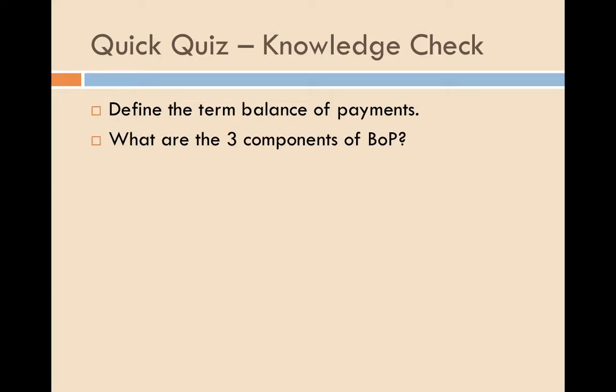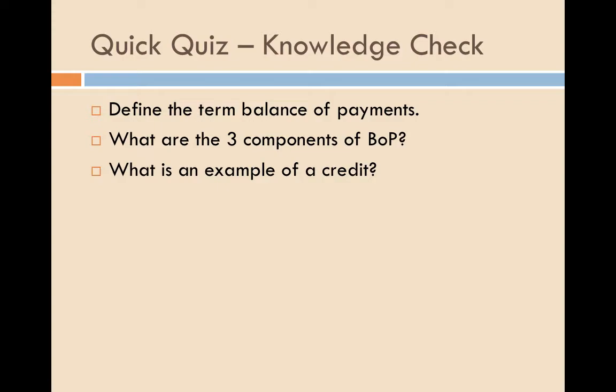So let's make sure that you have learned a little something thus far. Quick knowledge check. I'm going to ask you 3 quick questions. Pause the video, quiz yourself. If you got it, great. If you don't, you need to quiz yourself again until you get it because you need to master the material. First question, define the term balance of payments. Next question, what are the 3 components of the balance of payments? And finally, what's an example of a credit? Go ahead and pause the video and try to answer these questions, and unpause when you're ready to continue.